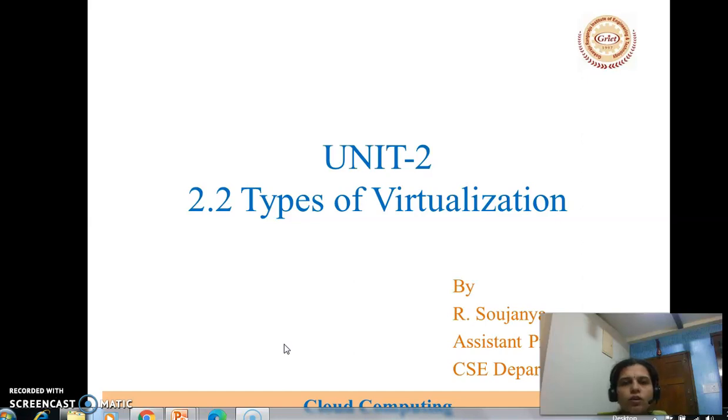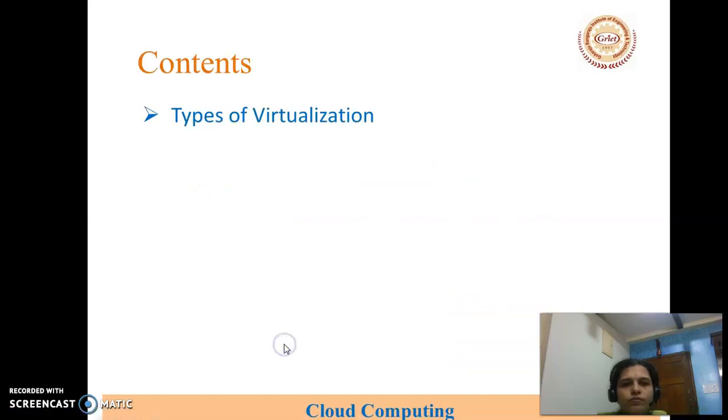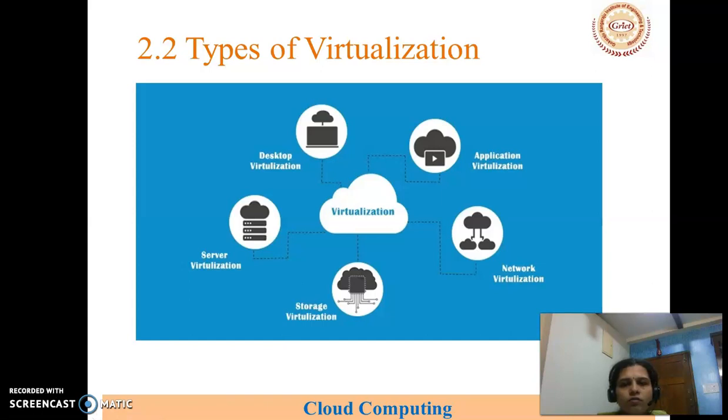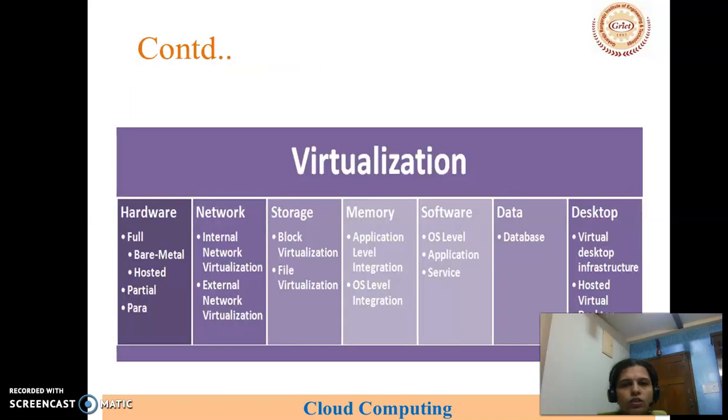In this lecture, we are going to learn about the next topic in virtualization, that is types of virtualization. Here we have the different types of virtualization: desktop, server, storage, network, and application virtualization. In this diagram, we also see how many types of virtualization there are: hardware or server virtualization. In that, we have subtopics also: full virtualization, partial and para virtualization. Next are network virtualization, storage virtualization, memory, software, data, and desktop. Each virtualization has subtopics also. Then we will learn each and everything.